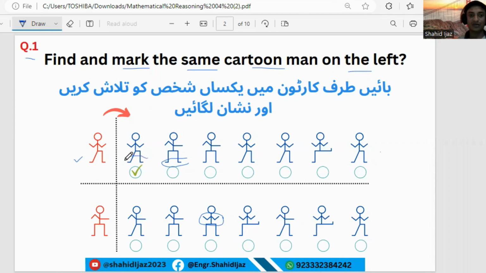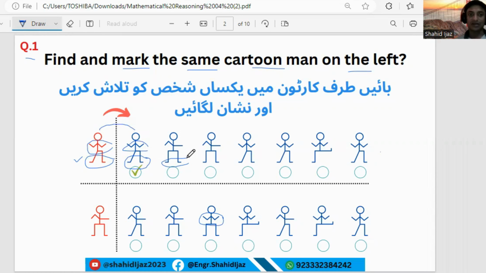Is this similar, the first cartoon? Both have same legs. Yes, sir. Look at the legs. Both have same legs. Both have same arms and head. So, this red one is similar to the first blue cartoon from the left side.